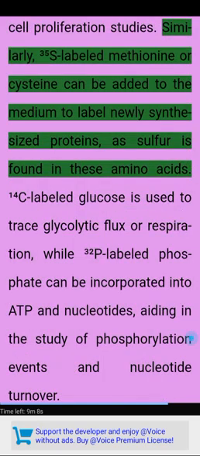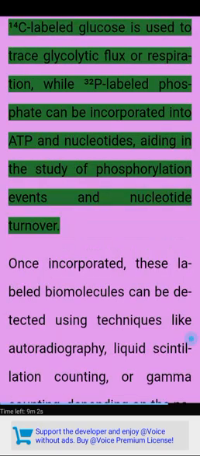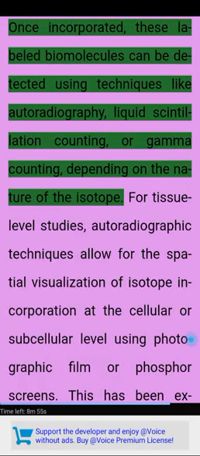Similarly, ³⁵S-labeled methionine or cysteine can be added to the medium to label newly synthesized proteins, as sulfur is found in these amino acids. ¹⁴C-labeled glucose is used to trace glycolytic flux or respiration, while ³²P-labeled phosphate can be incorporated into ATP and nucleotides, aiding in the study of phosphorylation events and nucleotide turnover.